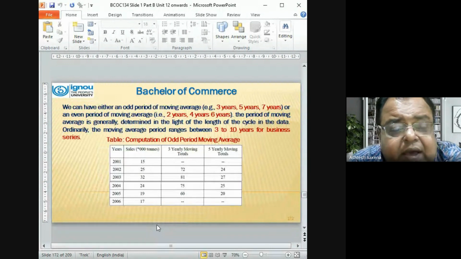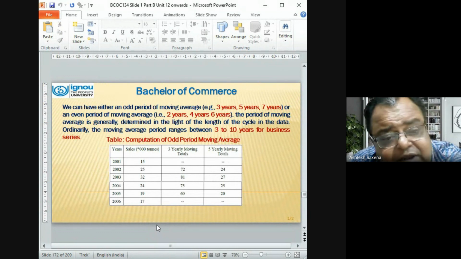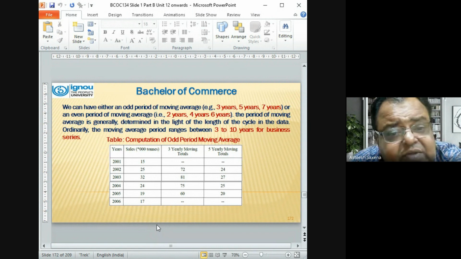We have either an odd period of moving average, that is 3 years, 5 years, 7 years, or an even period of moving average, that is 2 years, 4 years, 6 years. The period of moving average is generally determined in the light of the length of the cycle in the data. Ordinarily, the moving average period ranges from 3 to 10 years for business.